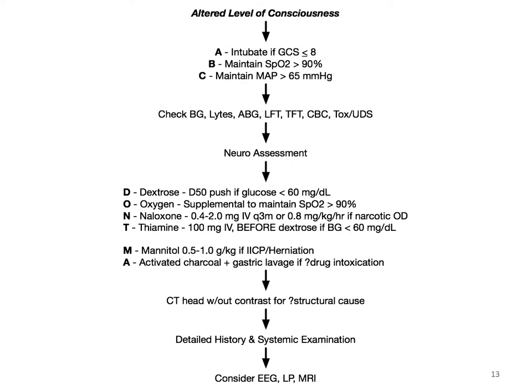In terms of the management of altered level of consciousness, the first priority is airway, breathing, and circulation. It's generally accepted in practice that if the GCS is less than 8, intubate. Otherwise, maintain an oxygen saturation greater than 90% through supplemental oxygen. The mean arterial pressure should be maintained greater than 65 millimeters of mercury. The next step is to check labs and do a neurological assessment, and then management should shift to targeting the reversible causes of altered level of consciousness.